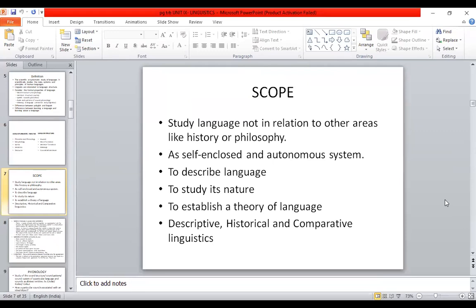Then one important scope of linguistics is descriptive, historical, and comparative linguistics. These are three different fields of study in linguistics: descriptive, historical, and comparative. They have contributed a lot to the growth of this language. Okay, so we will do it at the end. These are the different branches of linguistics: descriptive linguistics, historical linguistics, and comparative linguistics. All right, so this is the scope.